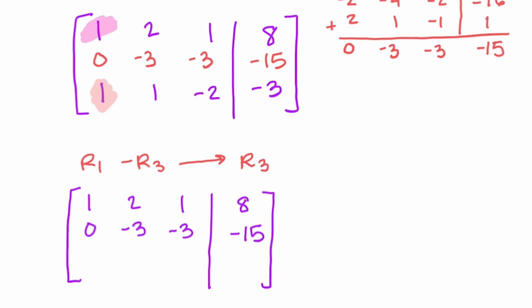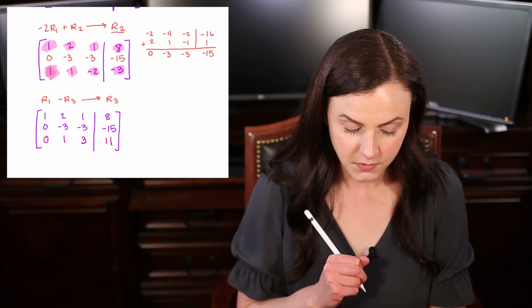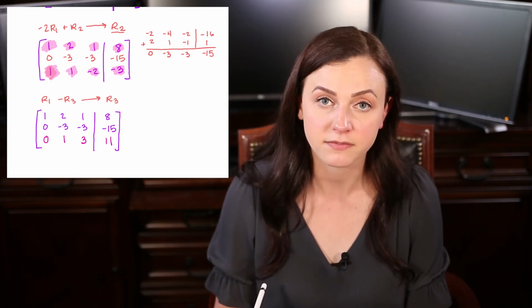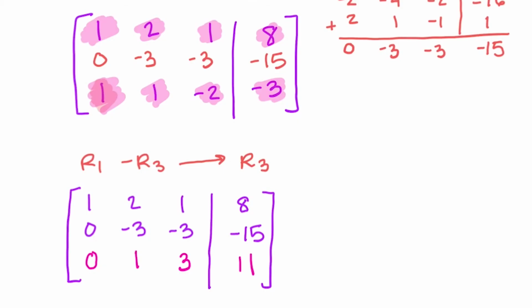So 1 minus 1 is 0. 2 minus 1 is 1. 1 minus a negative 2, that's really 1 plus 2, that's 3. And then 8 minus a negative 3 is 11. Okay, our first column is good to go. We have a 1 in the top left and zeros below it.